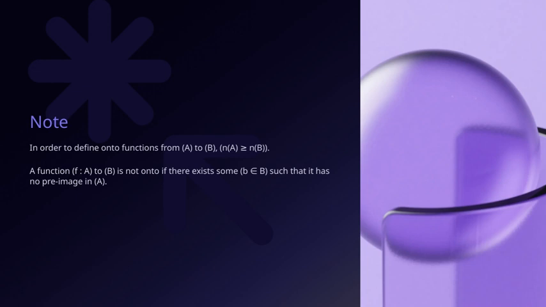Now, to define onto functions properly, a key point is that the size of set A, which is n(A), must be greater than or equal to the size of set B, n(B). This makes intuitive sense because if A is smaller than B, it's impossible for the function to cover all elements in B, so it can't be onto.